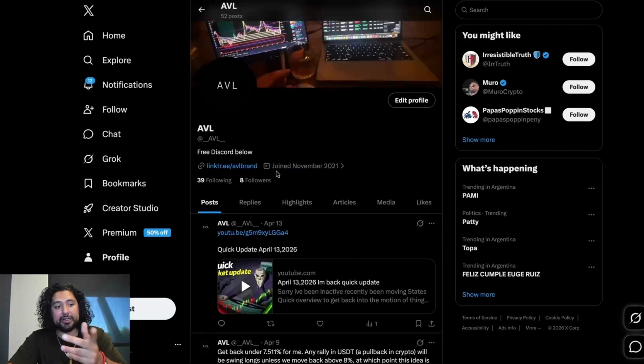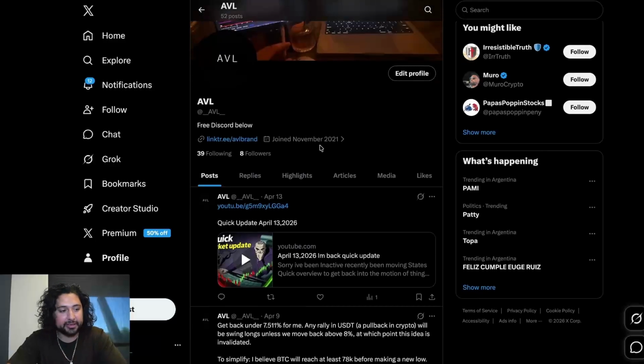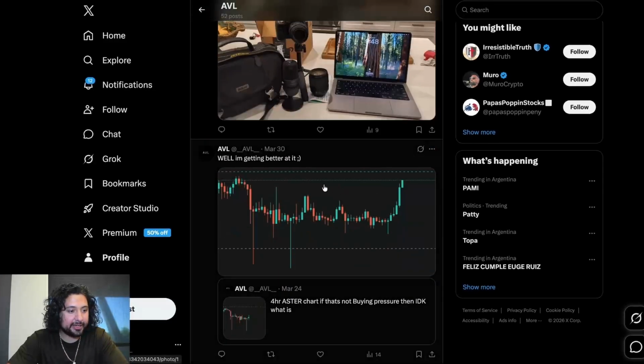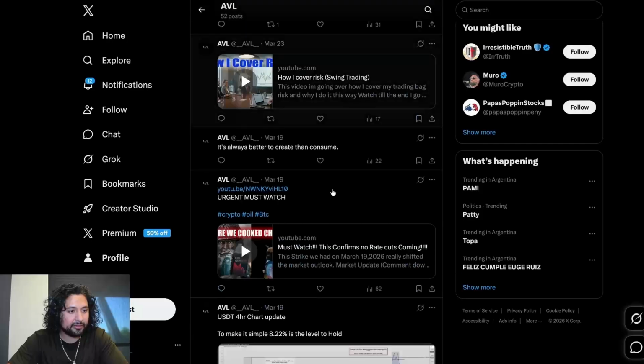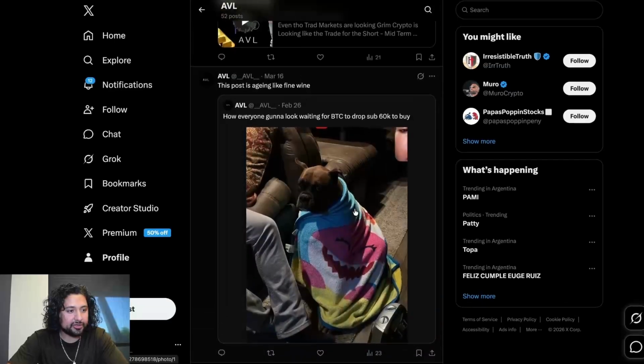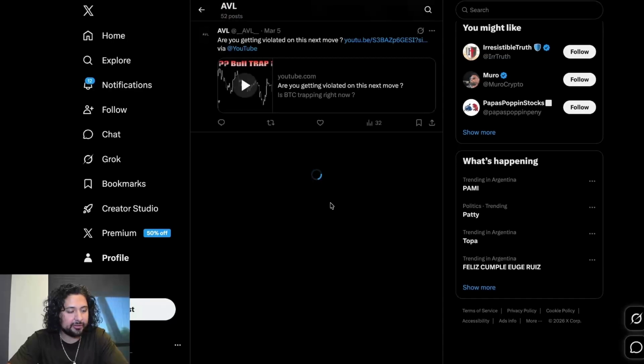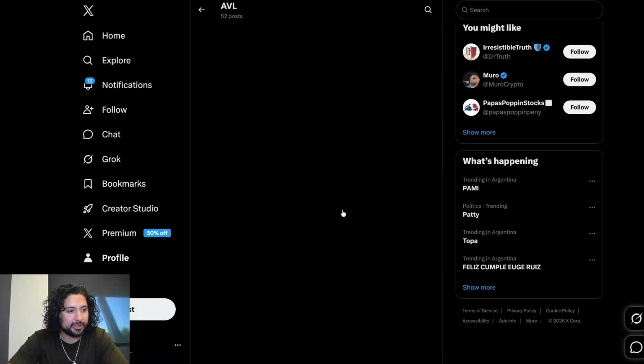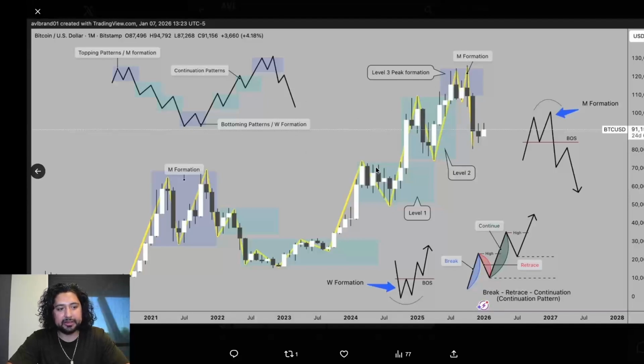And if you go over to my Twitter or X, whatever it is, I actually have a cycle pattern chart that I'm doing for Bitcoin. Let me just show you the first ones. I think it was one of my first posts, so let me just scroll all the way down. Right here, this is the cycle pattern.